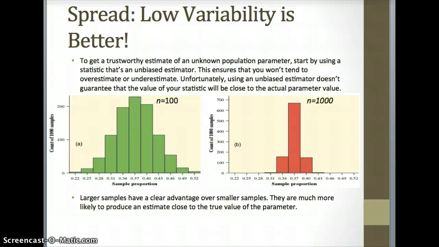Unfortunately, using an unbiased estimator doesn't guarantee that the value of your statistic will be close to the actual parameter value. And so because of this, we're going to start to look at the idea that larger samples have a clear advantage over smaller samples. They are much more likely to produce an estimate close to the true value of the parameter.